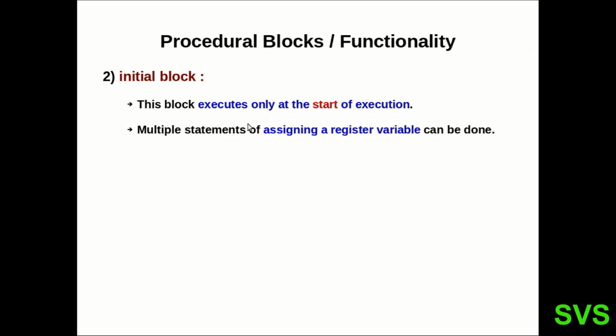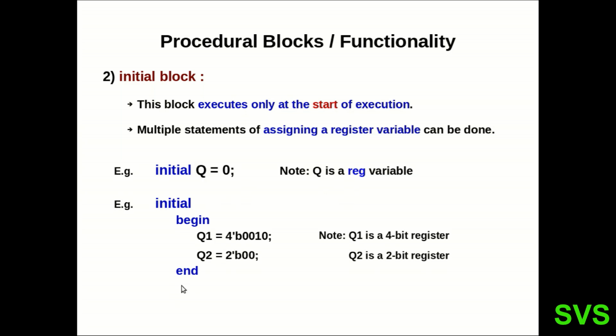So the initial block executes only at the start of execution. We use this to generally assign the register variables in the module. So let's see an example. If we type initial Q equal to 0, wherein Q should be a register because it is associated with some kind of storage, like memory, for the variable. Similarly, if we have multiple assignments together, we can wrap everything in begin and end.